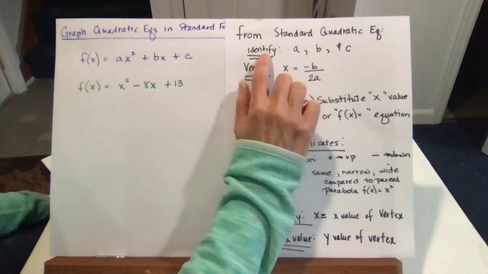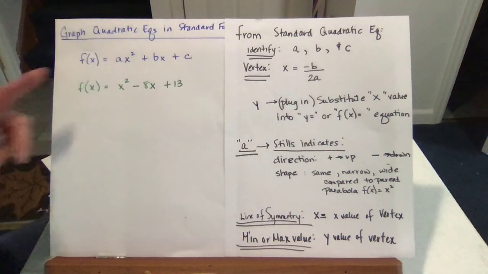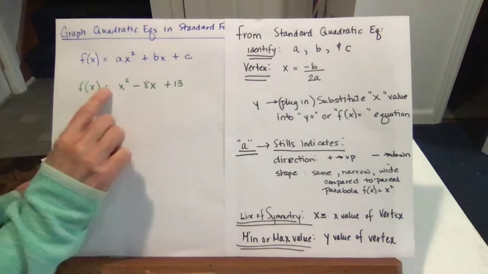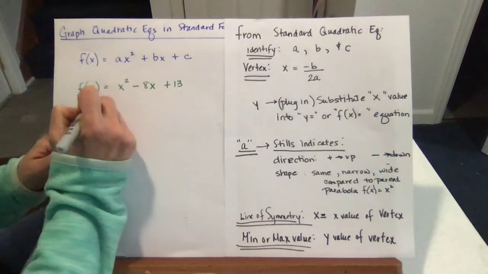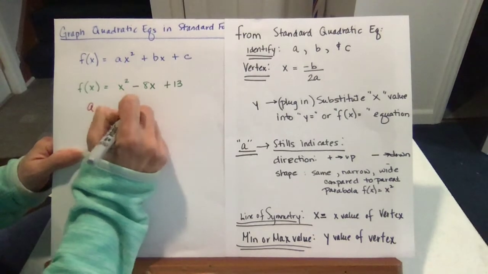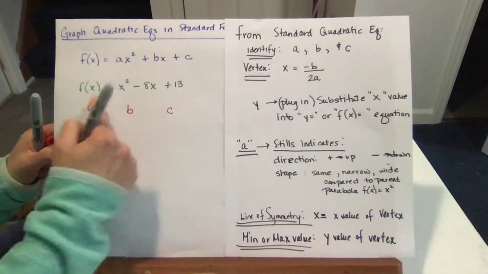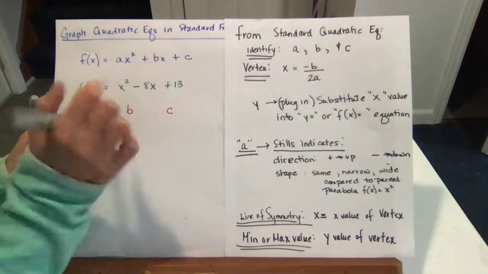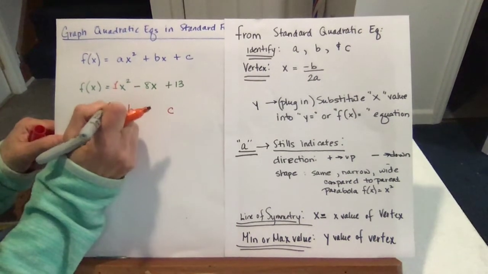Before we start, we always want to identify a, b, and c in this quadratic equation. So here's our first quadratic: f of x equals x squared minus 8x plus 13. We want to identify the a, the b, and the c value. If I took a template and wrote this over it, we would see that in the a position, there's a 1. As always, when you don't see the number, it's a 1. So a equals 1.